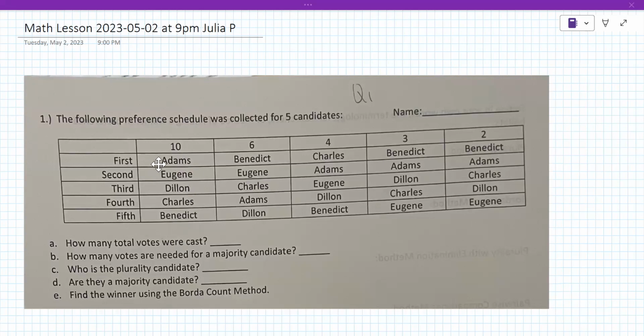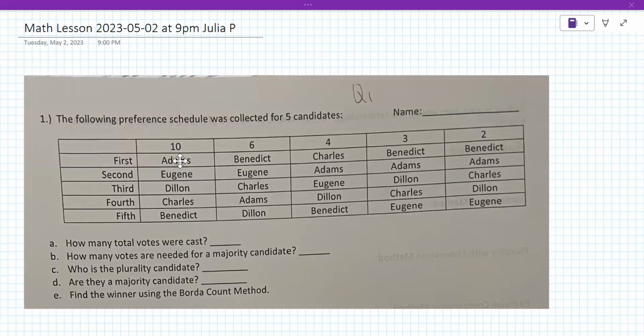Got 10 first place. Eugene got 10 second place. So on third, fourth, fifth votes. And then the first thing we're asked is for the total votes that were cast. So I would assume we would add these up, but I feel like I'm missing something here. So let me take a look at this in a little bit more detail.